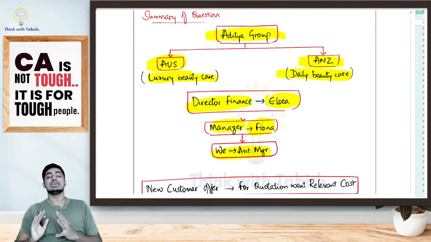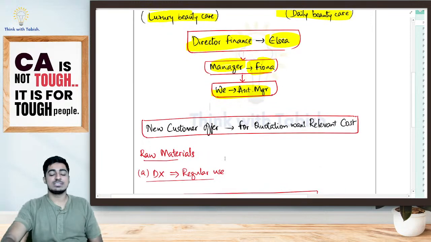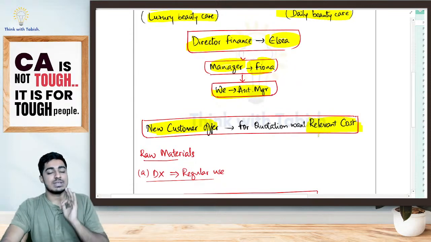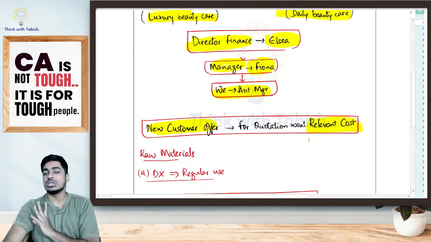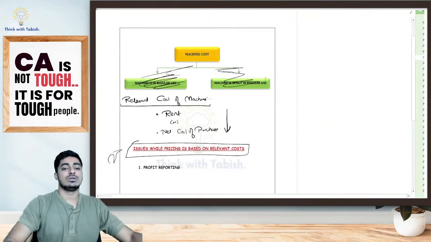Now what happened is our company got a new offer. We have got a new offer from the customer. For that we have to calculate the relevant cost. As simple as that. You will see half a page of story. I will read it for you, but it is absolutely irrelevant. Look at this.